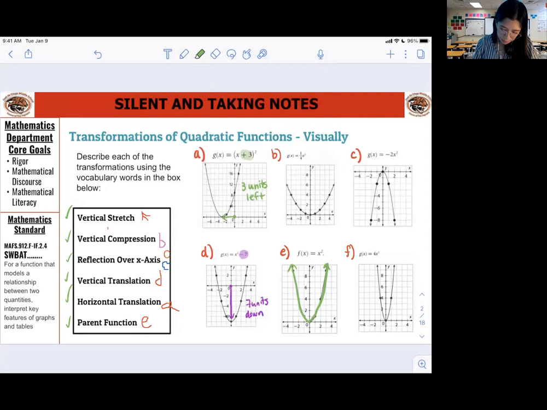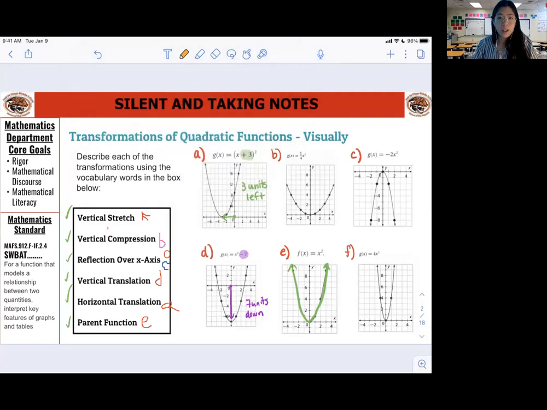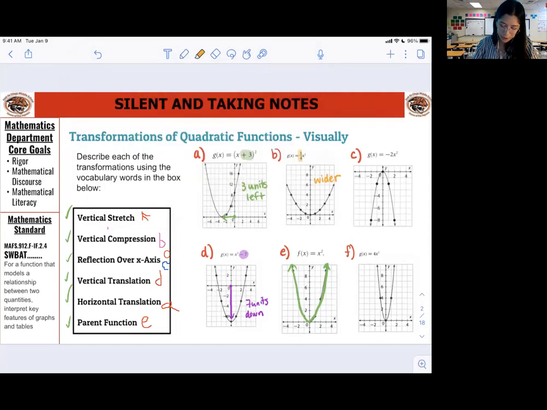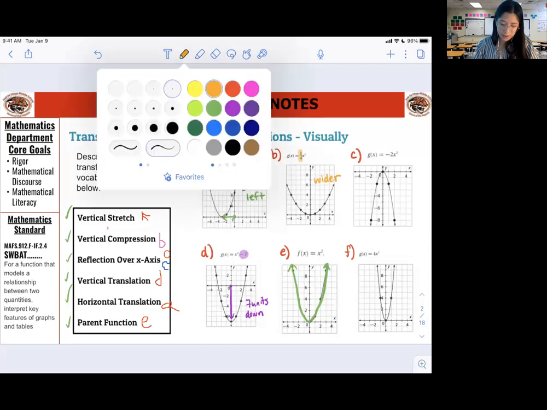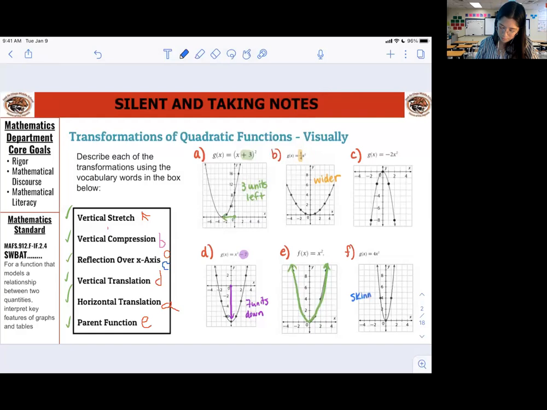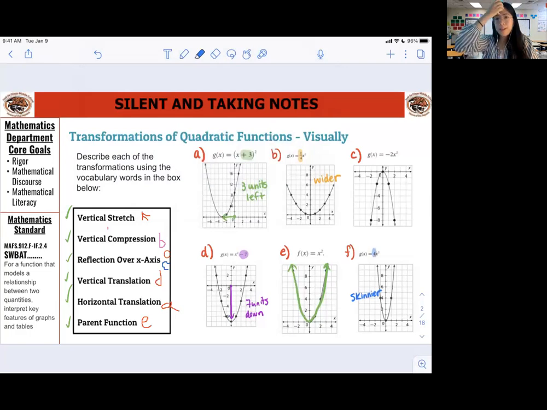Okay, answer choice B is a vertical compression. And we say that it gets wider. So it's wider, and for that reason, it's a vertical compression. And that happens because of this fraction right there. The fraction, the 1/4, makes it wider. Now, answer choice F, on the other hand, is a vertical stretch because in answer choice F, it got skinnier. It got skinnier, and that's because of the 4. The 4 makes it skinnier.